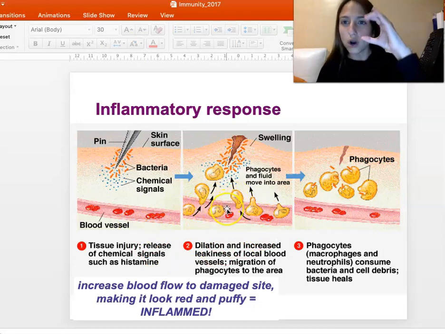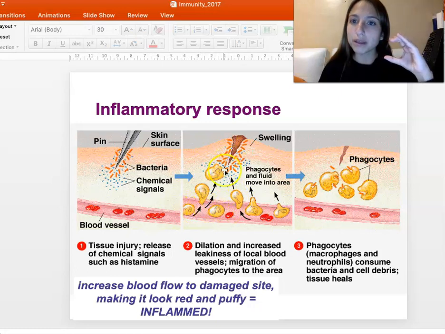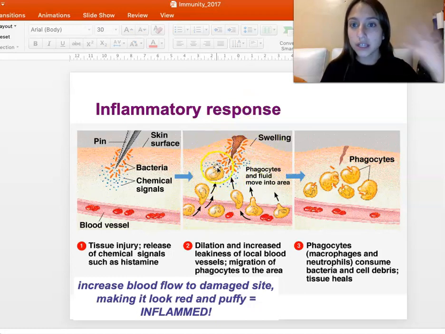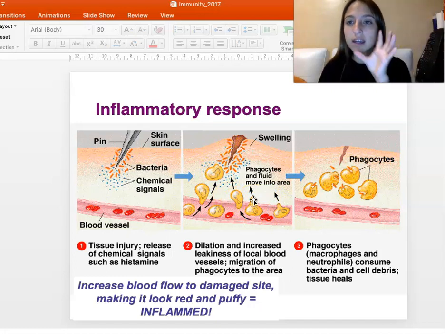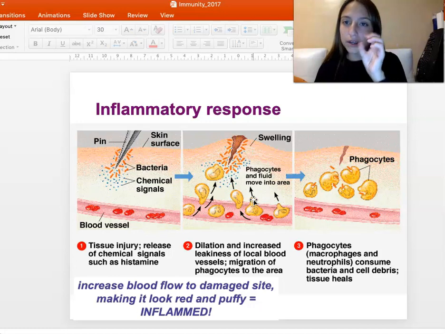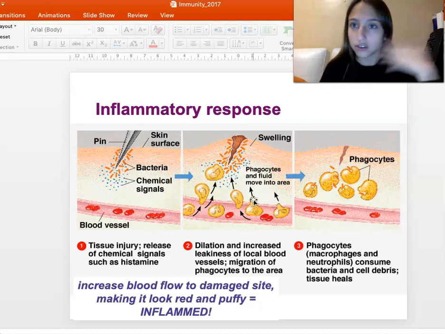These chemical signals dilate and increase the permeability of these capillaries right over here. So it opens up the capillaries and increases their permeability, which means it increases the amount of things that can exit the capillary. So what are the things that are trying to exit the capillary and get to the area that has been injured? Well, you want these white blood cells, these phagocytic cells, these cells that can eat up all of the bacteria and avoid them from infecting any other cell in your body.